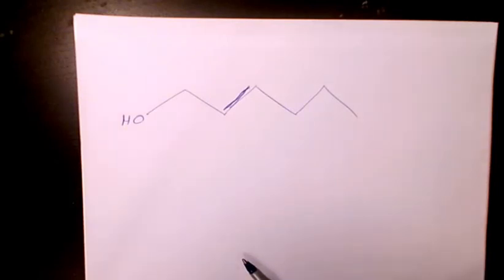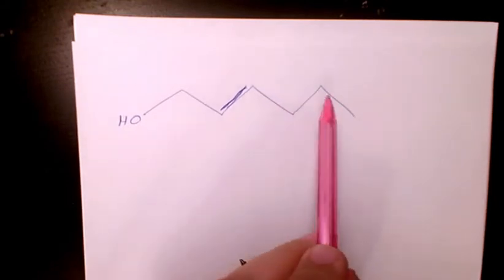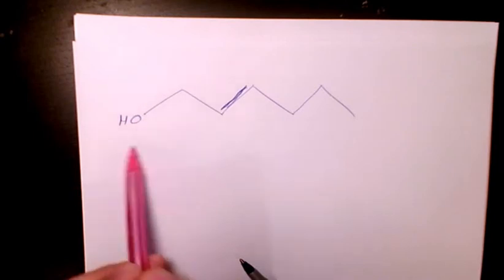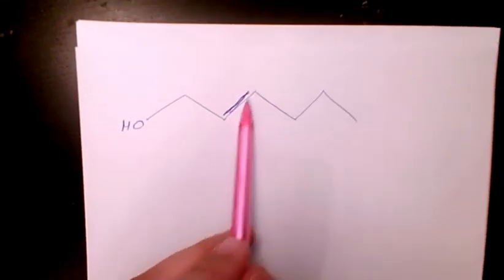Welcome to my channel. In this video I want to show you how to name this organic compound. So how many carbon atoms do we have here? 1, 2, 3, 4, 5, 6. So we have a hydroxyl group and we have a double bond in here.